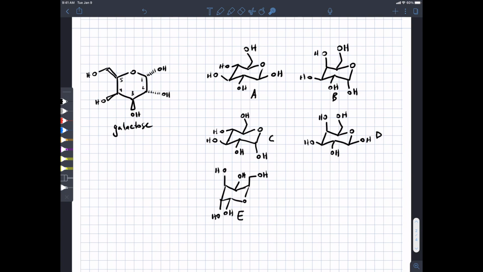Okay? So, some people choose A immediately because, oh look, all of the groups are equatorial and that should be the most stable. But A is not correct because A is not even the same molecule as galactose. Now take a minute and see if you can figure out why A is not even the same molecule as galactose. I will help you and number the carbons a little bit. Focus on the principle that no matter what chair you're in, up stays up and down stays down.